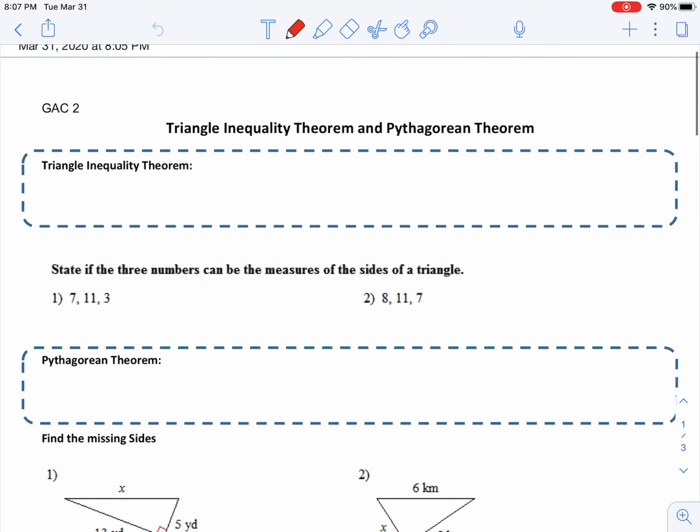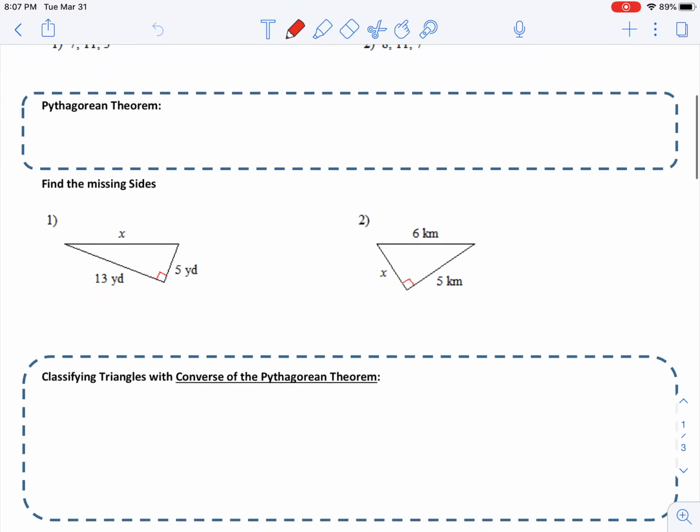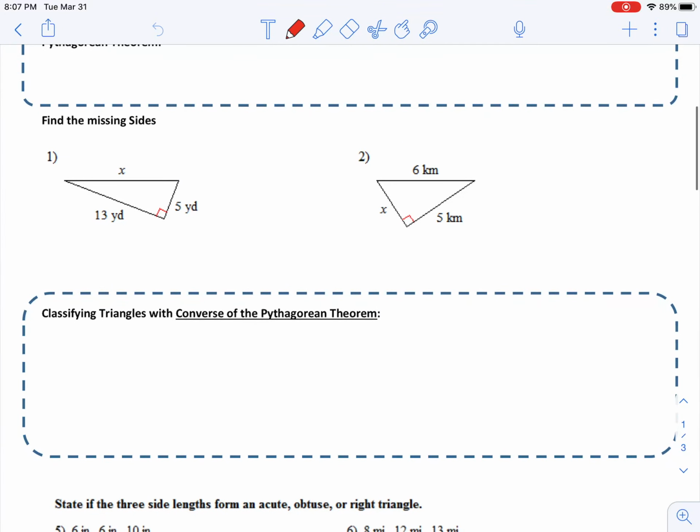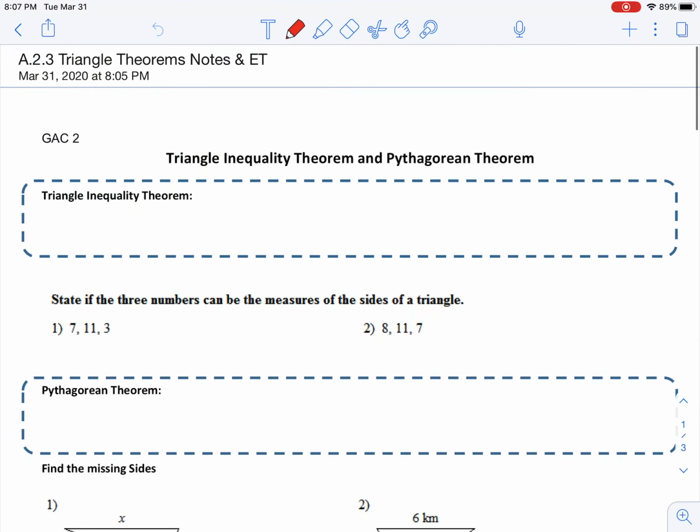We have the triangle inequality theorem, which essentially states whether or not three side lengths can be part of a triangle. So whether or not it would make up a triangle. If you remember when we did the straws activity, we took out those little straws. That's this one. Pythagorean theorem you obviously know. And classifying triangles, the converse of Pythagorean theorem we'll talk about. That's basically saying whether it's acute, obtuse, or right. All right, so let's take a look.